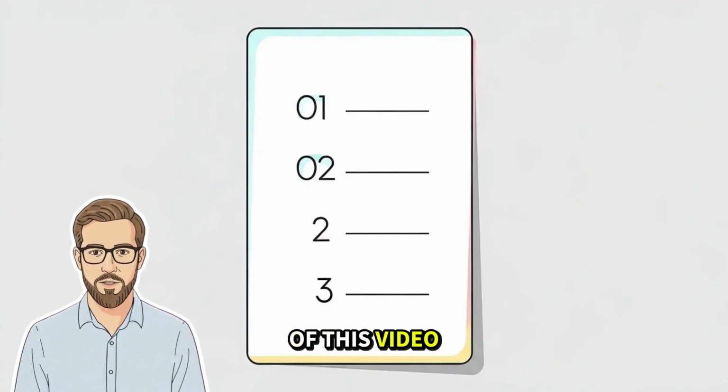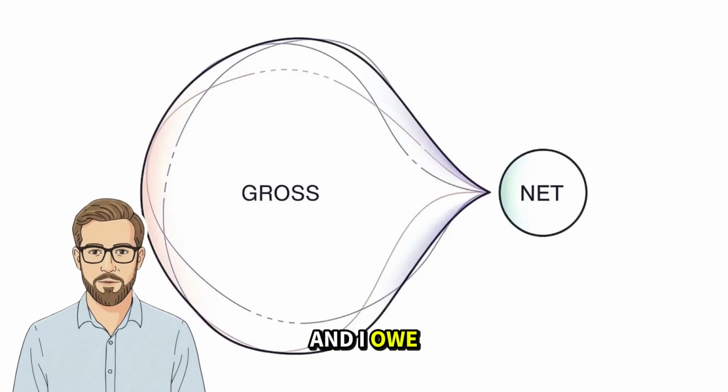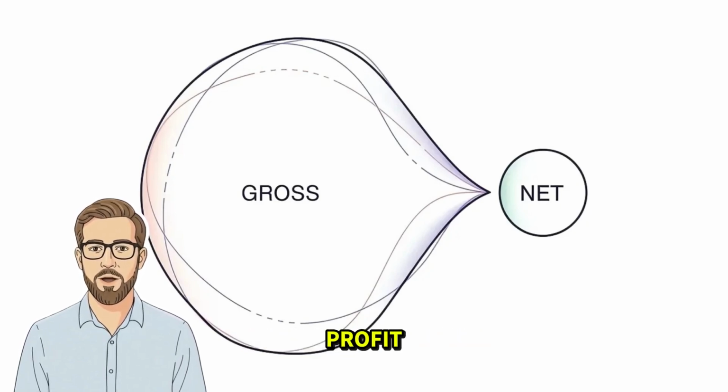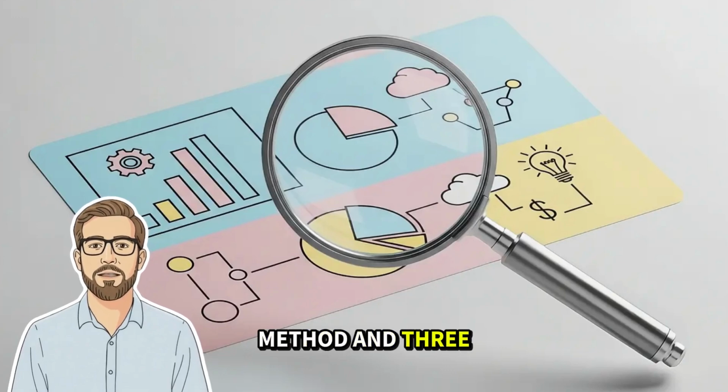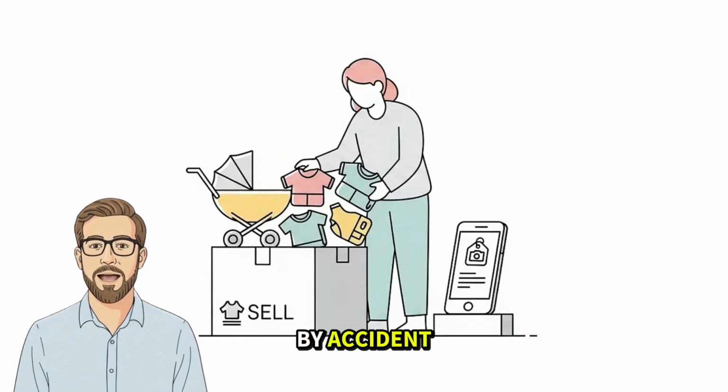By the end of this video, you'll be able to do 3 things. 1, tell the difference between I got a form and I owe tax on that whole number. 2, reconcile that form to your real profit with a simple method. And 3, know exactly what to check so you don't overpay or underreport by accident.